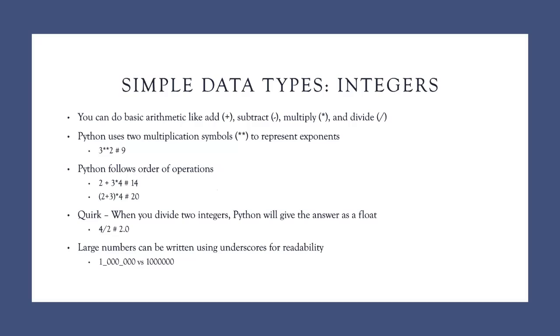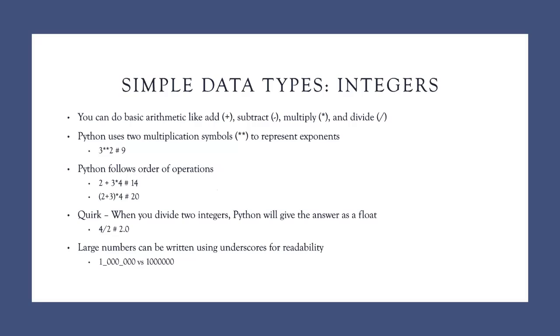to output 20. Just something to be aware of, when you divide two integers in Python, it will always give you the answer as a float, right? So 4 divided by 2 is going to output 2.0. This is because Python doesn't know ahead of time whether or not this thing is going to be evenly divisible. So therefore, it just automatically converts everything to a float regardless.